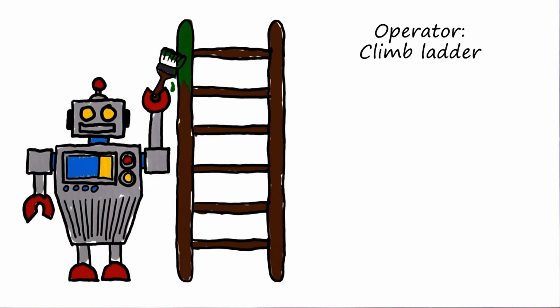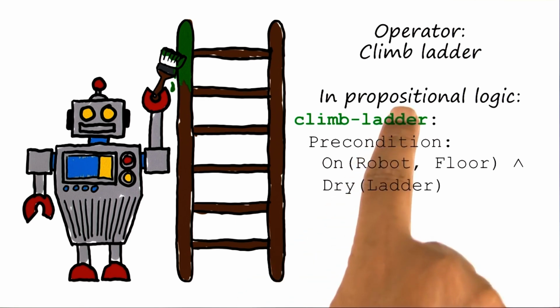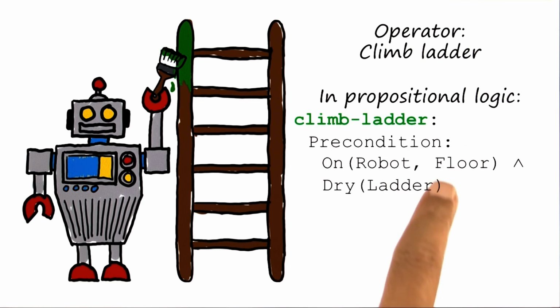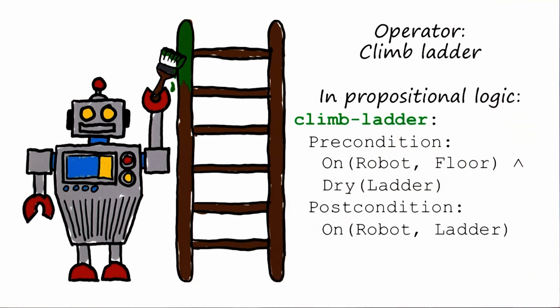Now that we have learned how to specify states in planning, let us look at how to specify the operators. So consider the operator climb ladder. We might specify the climb ladder operator and any other operator in general through a set of preconditions and postconditions. For the climb ladder operator, the precondition might be that the robot is on the floor and the ladder is dry. Notice that these are being written in the language of propositional logic. And the postcondition for the climb ladder operator might be that the robot is on the ladder. This captures the notion that the robot has climbed the ladder. It was earlier on the floor and later on it's on the ladder.